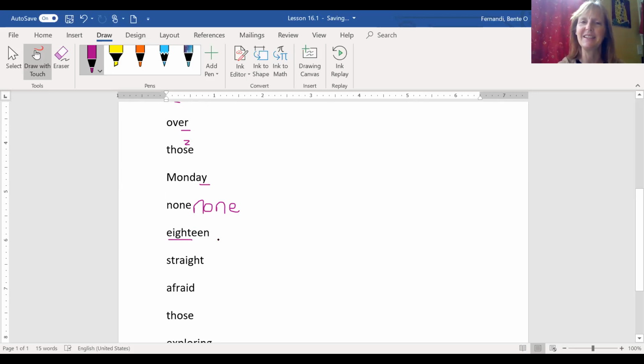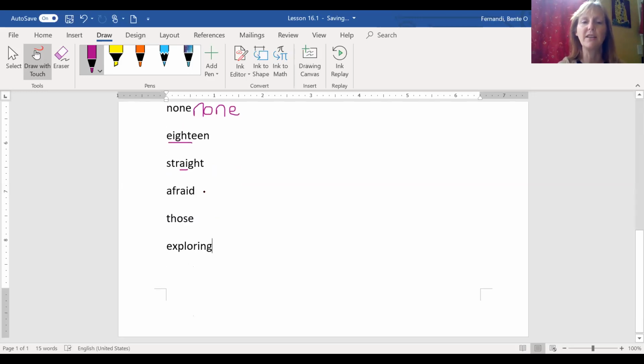Straight, we have the AI there in the middle of the word straight. We have that silent GH right after it, and then the T, straight. Draw a straight line with a ruler. Afraid, we have the long A sound there. You have to really listen to all three of the first sounds, afraid. So we have that long A sound.